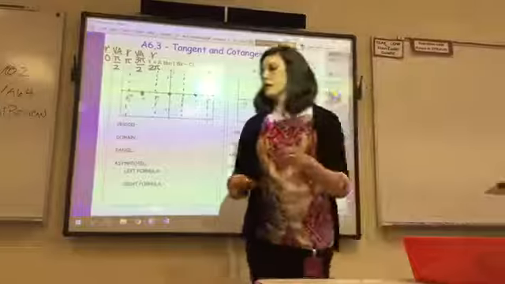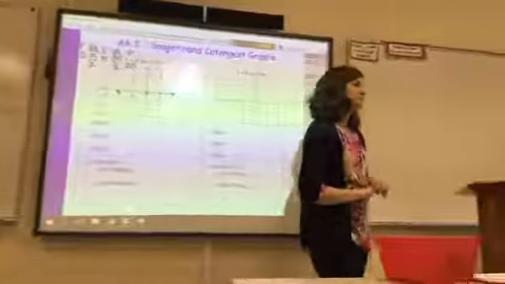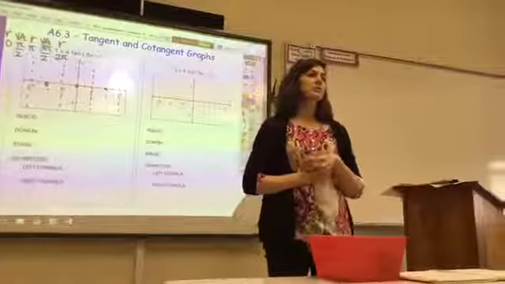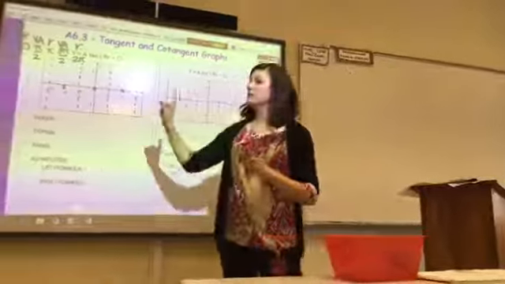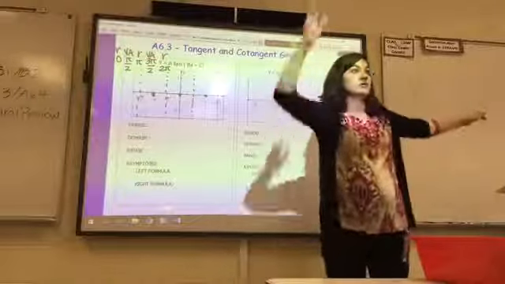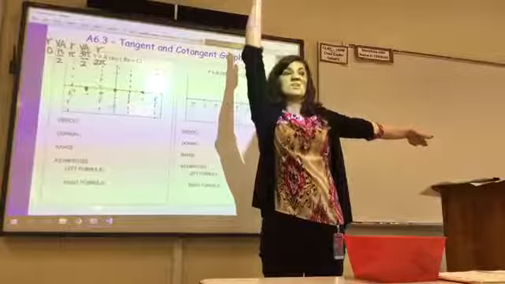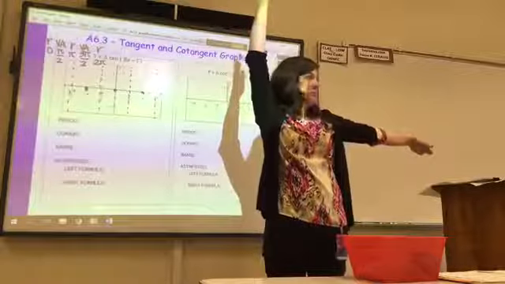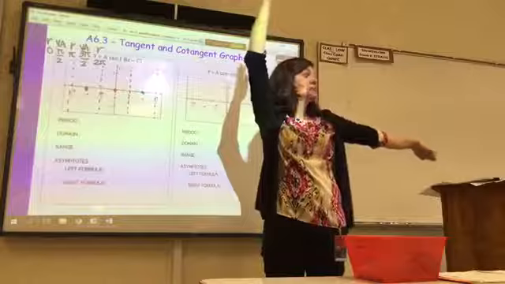Okay, grab the unit circle that I handed you on your desk. Here's what I want to know. In between 0 and pi over 2, so I'm talking about this chunk of the unit circle, is tangent positive or negative? Positive. In quadrant 1, tangent is positive.